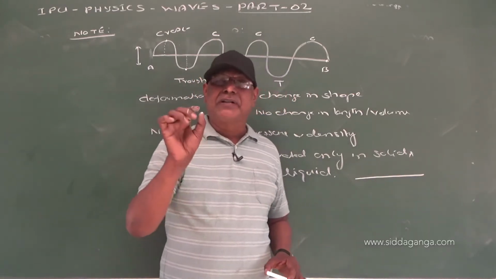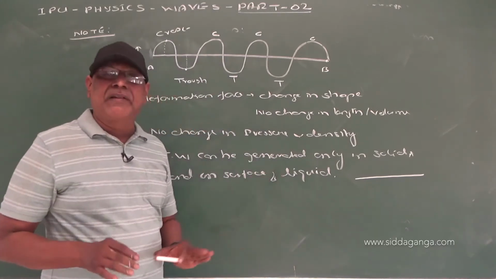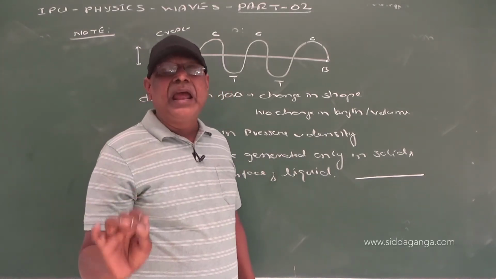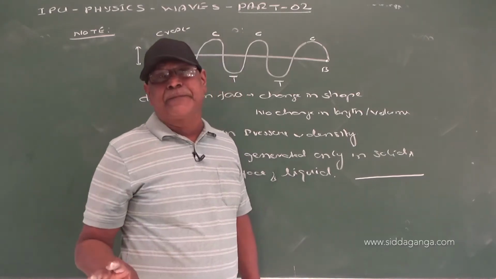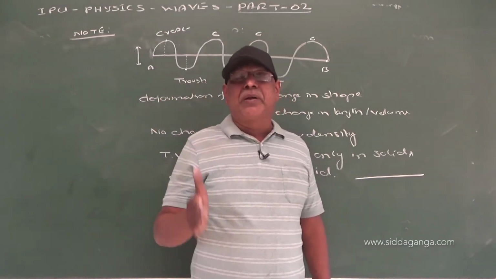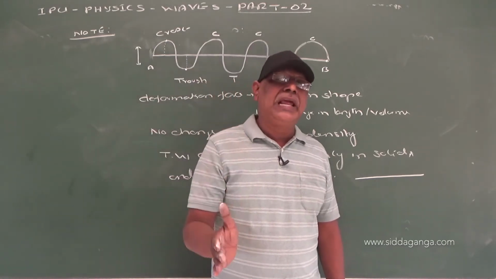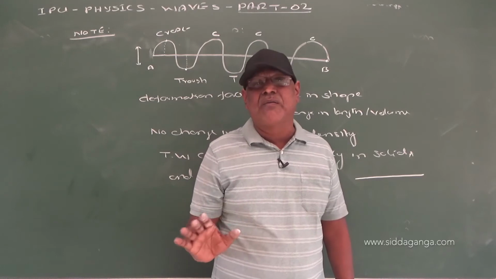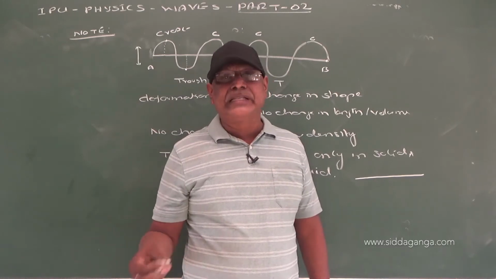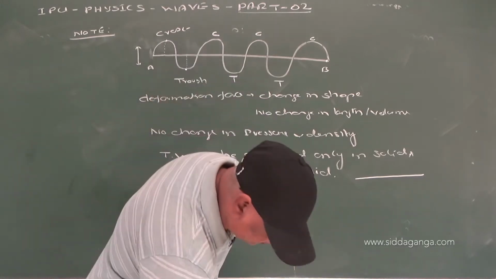Keep in mind, transverse waves can only be generated in solids and on the surface of a liquid. They cannot be generated in air and inside a liquid. The reason is that particles of the medium vibrate perpendicular to the direction of propagation only due to change in shape. Since liquids and gases do not have a definite shape, we cannot generate a transverse wave inside a liquid and inside a gas like air. Is it clear?